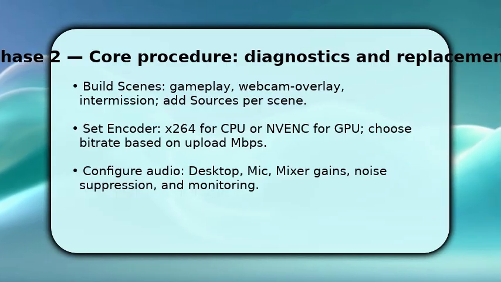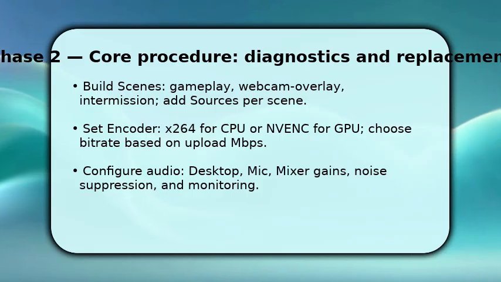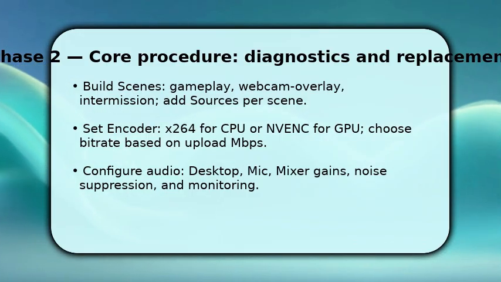Once done, open Settings Output and choose an encoder. Use NVENC if you have a dedicated GPU, otherwise X264. Pick a bitrate that leaves headroom from your upload speed.